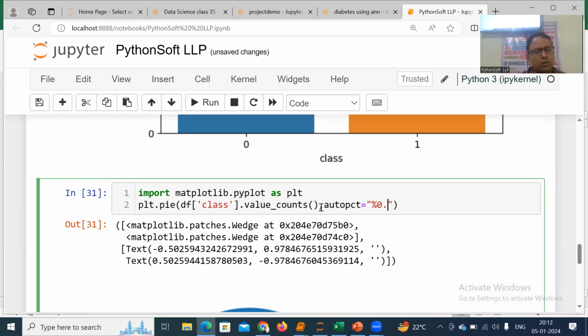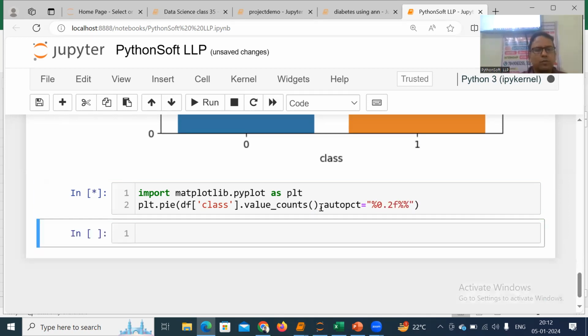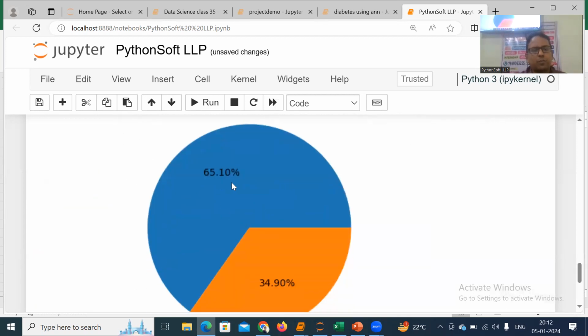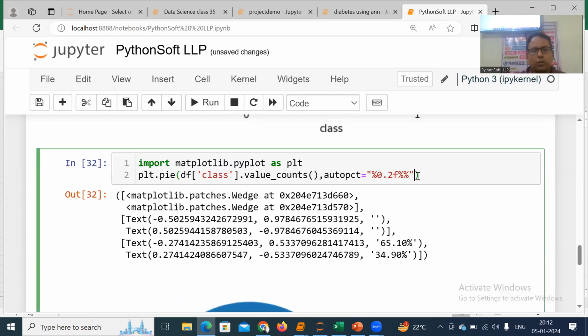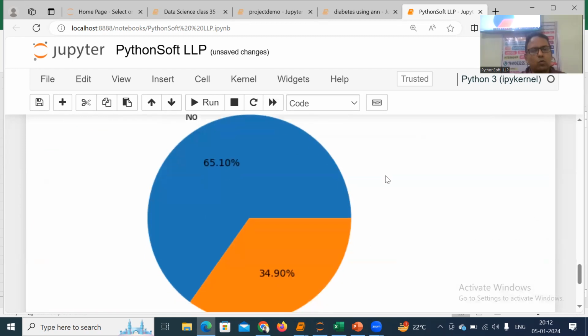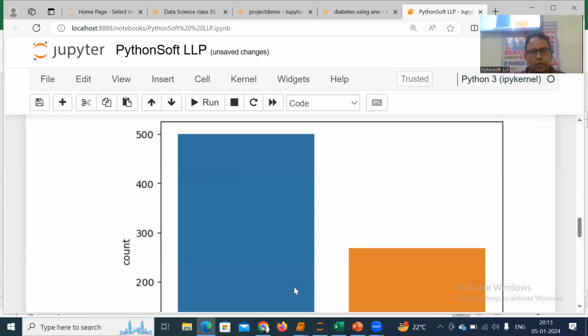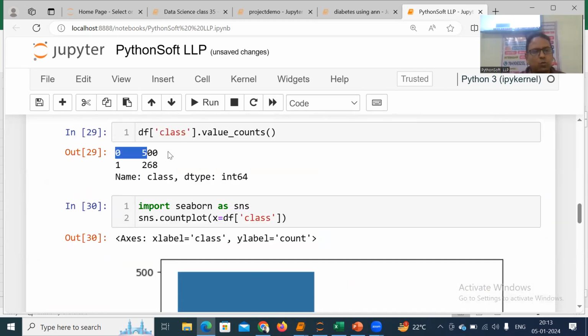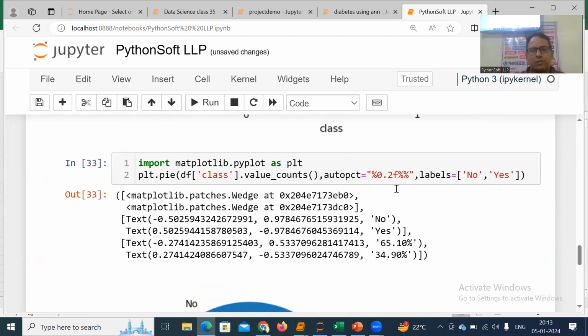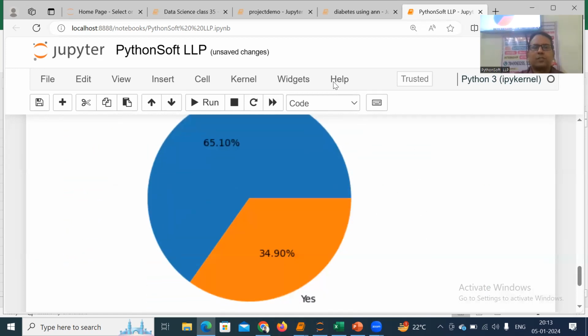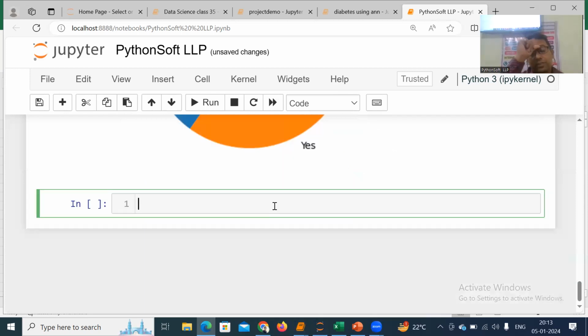Percentage, 0.2f. 60% people and 34. For the labels, the first is no, the second is yes. No is more, yes is less, because when I use value_counts, the first answer was no. That's why in the labels I'm giving no, yes. So from this I got the percentage of people who are suffering from diabetes and who are not suffering from diabetes.